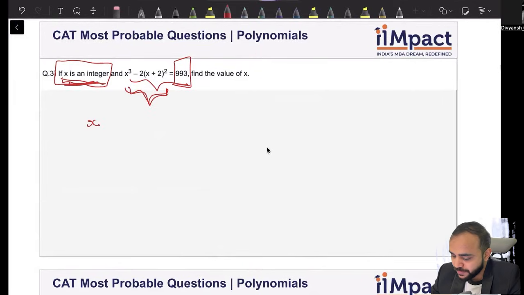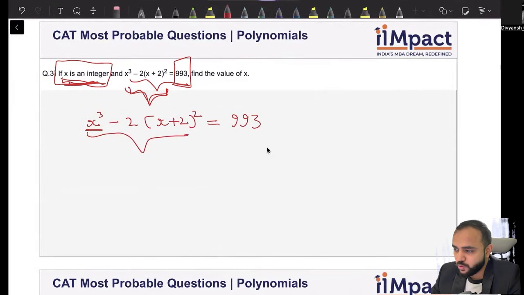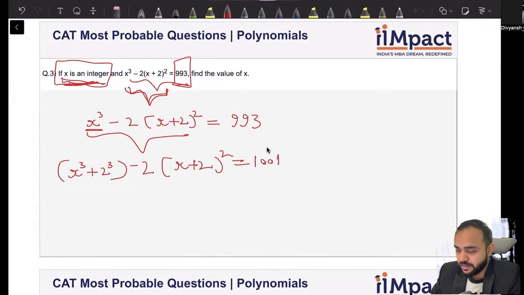So this is x cube minus 2 times (x plus 2) whole square is equal to 993. Now, in order to factorize this, I would need an x plus 2 with the cubic. So I will add 2 cube on both sides. This will give me x cube plus 2 cube minus 2 times (x plus 2) whole square is equal to 993 plus 2 cube, that is 1001.